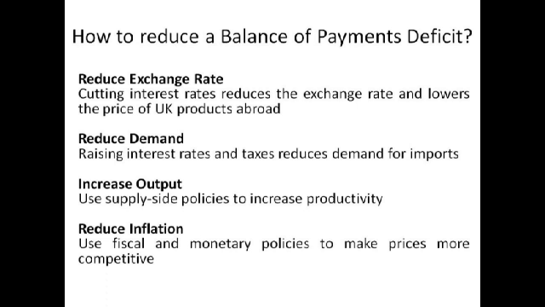A big one is to reduce the exchange rate by cutting interest rates, and therefore lowering the price of UK products abroad. We'll come to that in more detail later. We can also reduce demand by using our two favourite policies, fiscal and monetary, they're back, to raise interest rates and taxes, which reduces the demand for imports, so we're importing less. We can also increase output using another old friend, the supply side policy, to increase productivity, and if we're producing more, we can sell more, and that'll get more money into the country. And we can also reduce inflation using fiscal and monetary policies to make our prices more competitive abroad, so we can sell more. Yay!